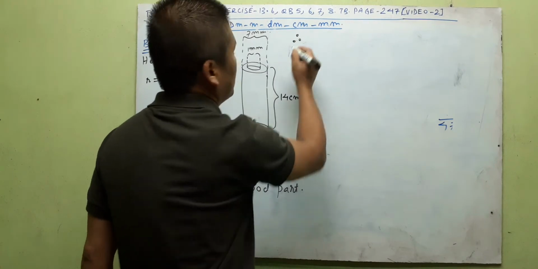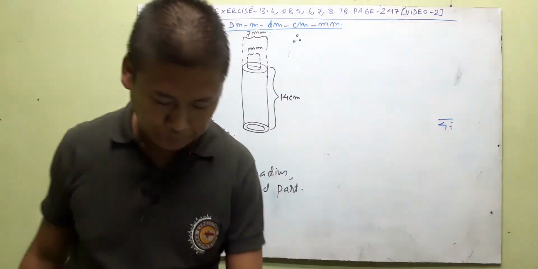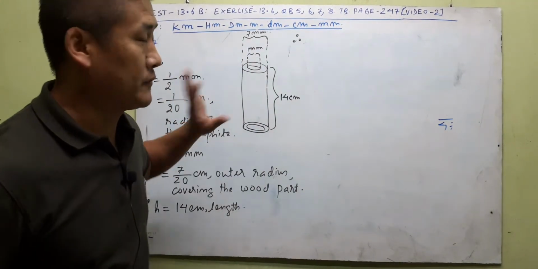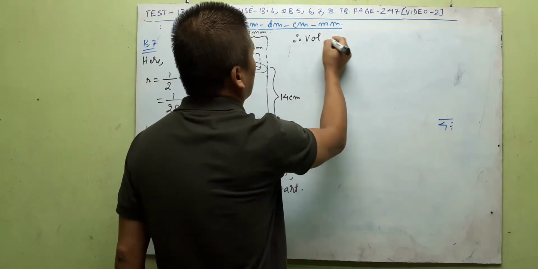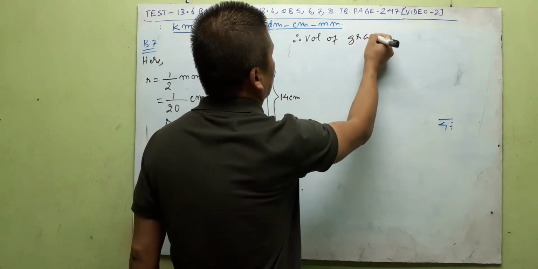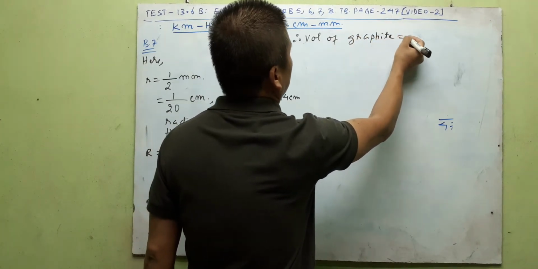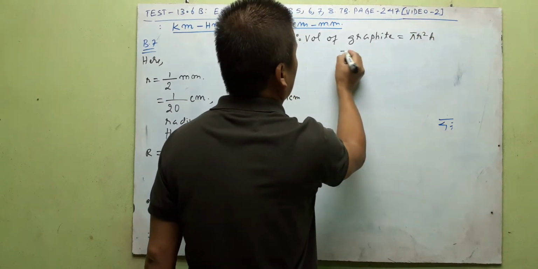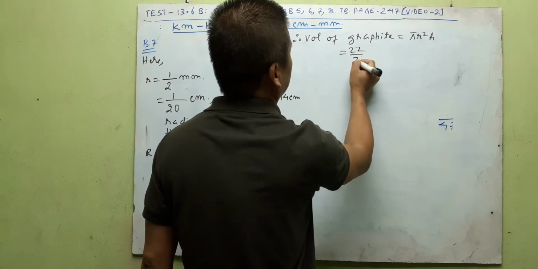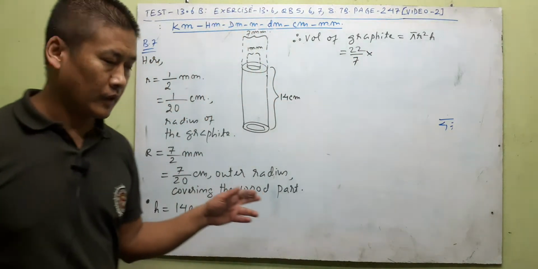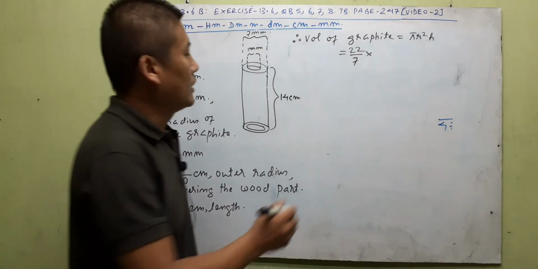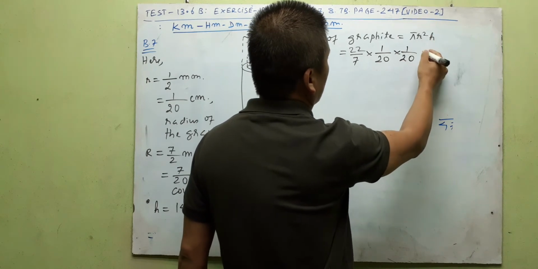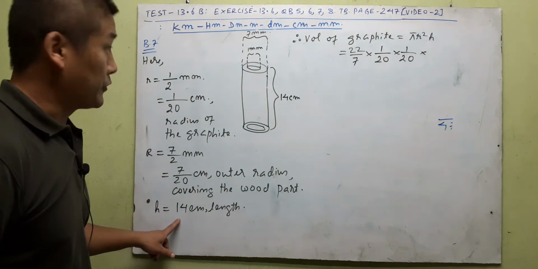So number 1, therefore, what is the question asking us? Find the volume of the wood and also that of the graphite. So let us use the smaller one first, graphite. Volume of the graphite will be the inner volume, pi small r squared, and length is the same h. So that is 22 by 7 into small r here. See, this is 1 by 20. So we write 1 by 20 into 1 by 20, times h here, 14.